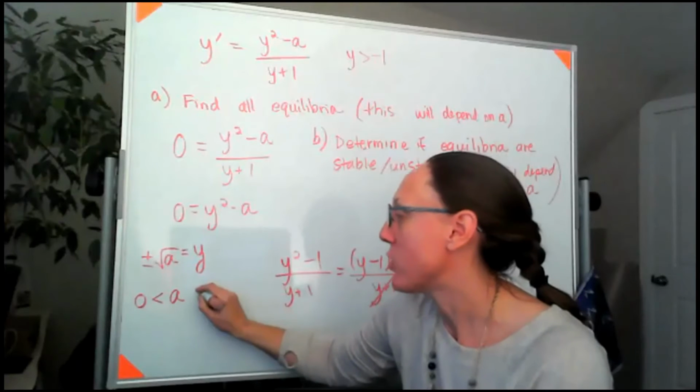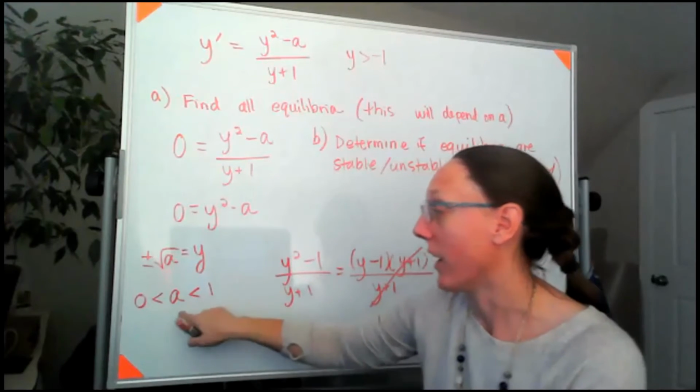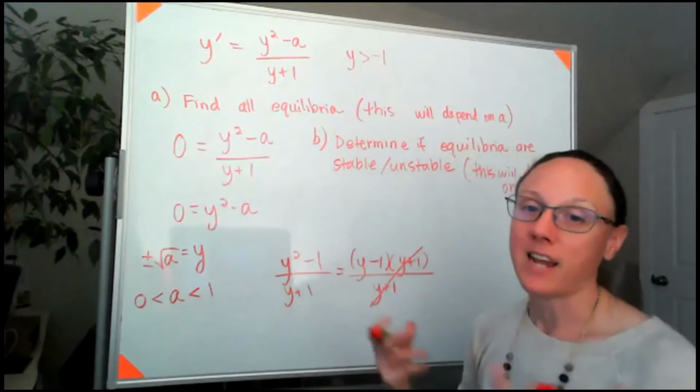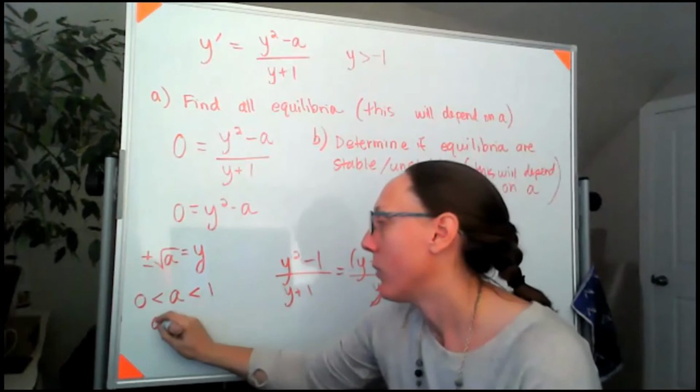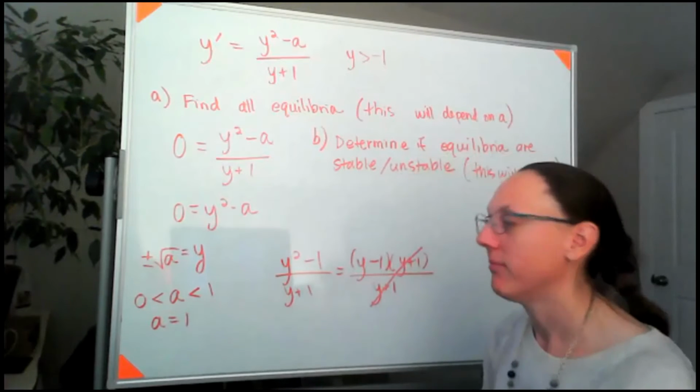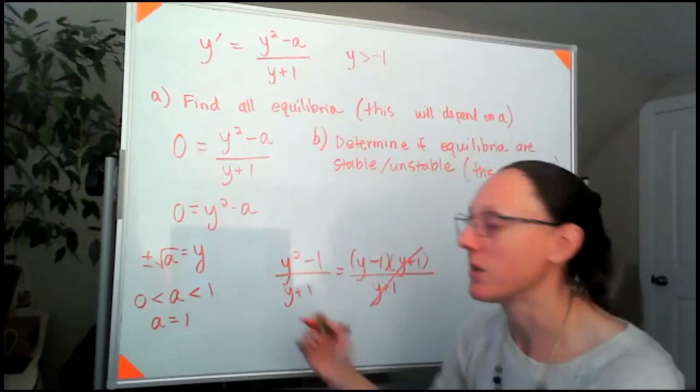So when a is between 0 and 1, we have one type of thing happening in terms of the stability. And when a is equal to 1, we have something happening in terms of the stability.